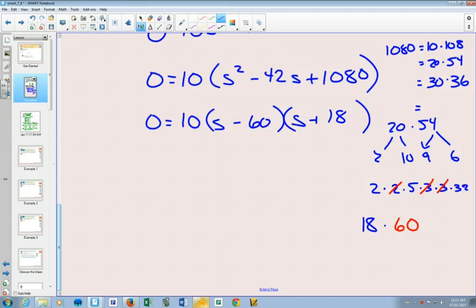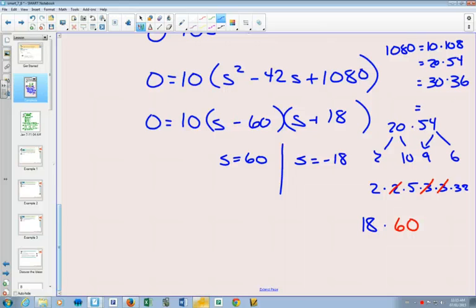Would you be asked to factor one that hard on an exam? No. Then they would give you a calculator to do that. But I'm just showing you some of the strategies that you could do to get that. Now when I split this up, I get s is equal to 60, or s is equal to negative 18.